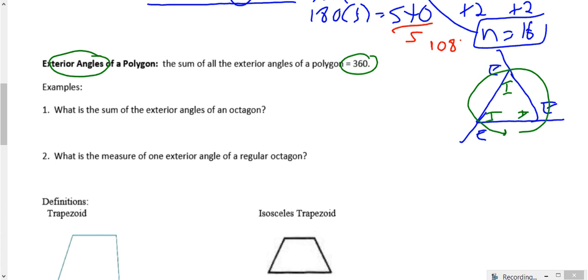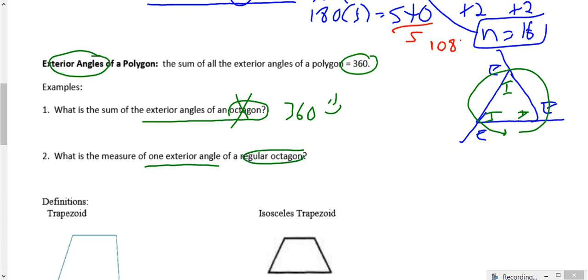So in the first question, what's the sum of the exterior angles of an octagon? Well, we don't even care what shape it is. It's going to be 360. And that's the fun part. What's the measure of one exterior angle of a regular octagon? Now this one's a little bit different. We know that they add up to 360. The question is, what is each one of them? Since it's regular, they're all going to be equal. So the question really is how many exterior angles are there in an octagon? An octagon has 8 sides, so there's 8 interior angles, 8 sides, and 8 exterior angles. So let's divide by 8, and we get an exterior angle of 45 degrees.